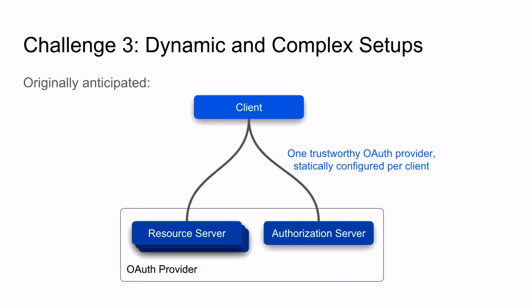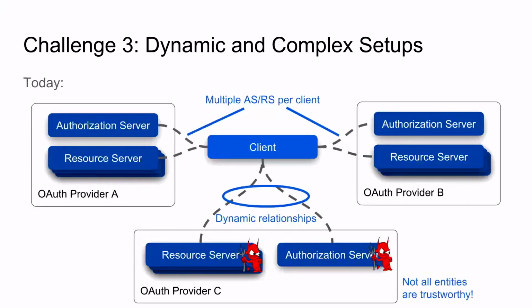But this is not how OAuth is used today. Today, it looks more like this. We have one client connecting to many authorization servers and many resource servers. These relationships are built dynamically. So maybe a user comes and says, I'd like to use that authorization server, and then your client has to connect to that authorization server, depending on which ecosystem we're talking about, but these setups exist. So many participants, and some of these can, of course, be not trustworthy or less trustworthy than others.